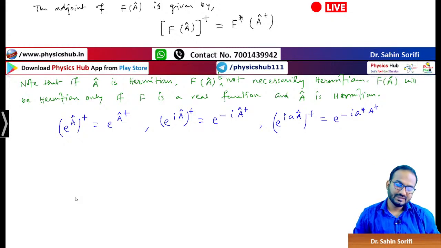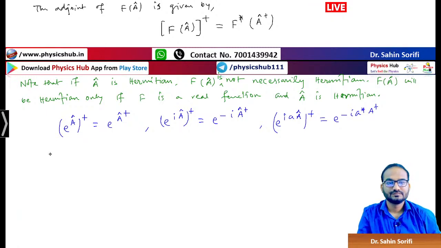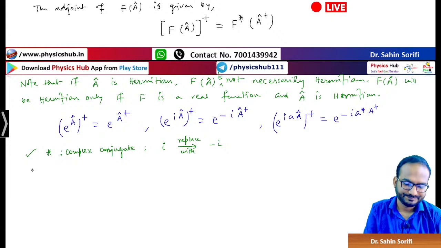A star sign represents the complex conjugate. Complex conjugate means wherever you see i, that will be replaced with minus i. That is what taking the star means. Okay.